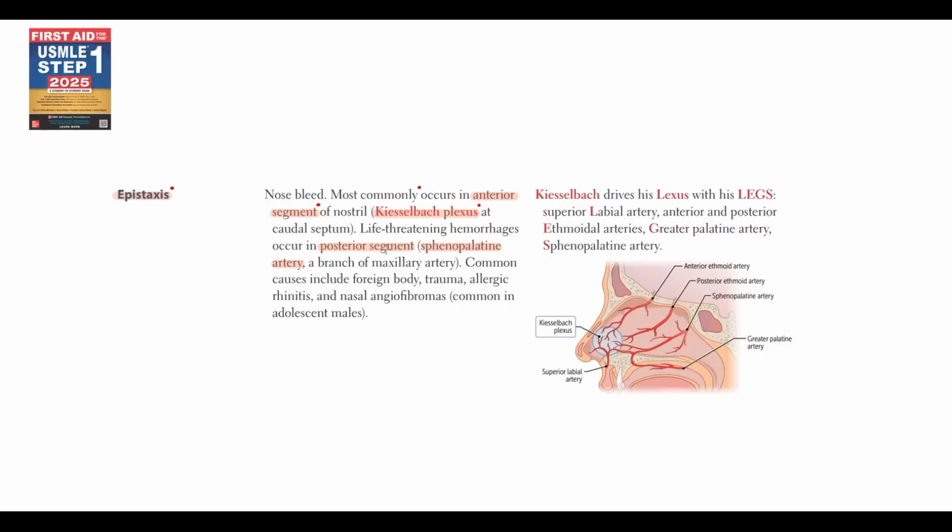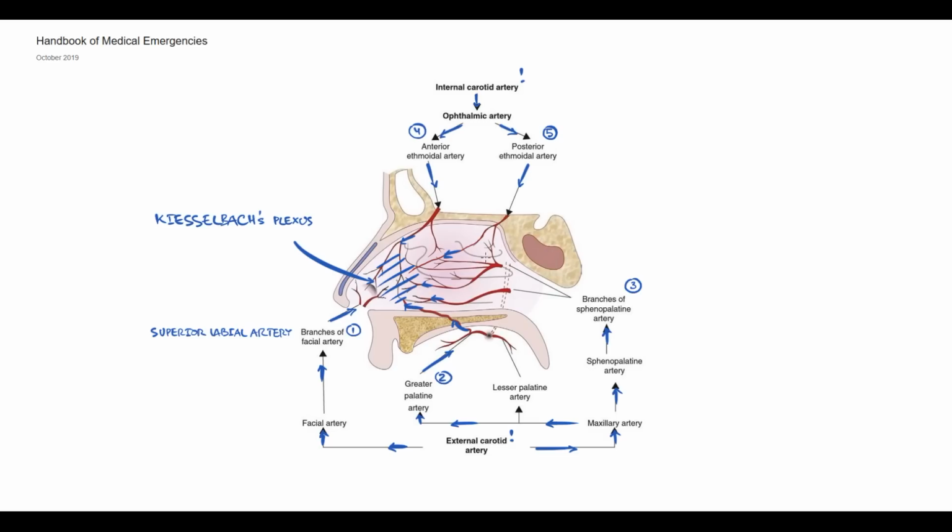In contrast to this, we have the posterior segment, and the posterior segment is formed by proximal regions of the sphenopalatine artery. It is important that damage to this region can cause life-threatening hemorrhages. So this is the posterior segment, which is formed by proximal regions of the sphenopalatine artery.